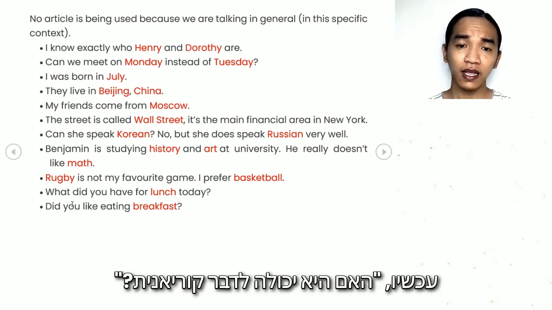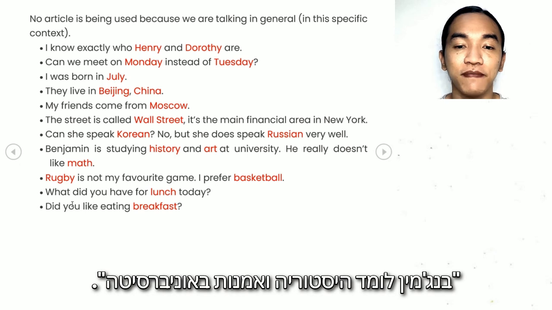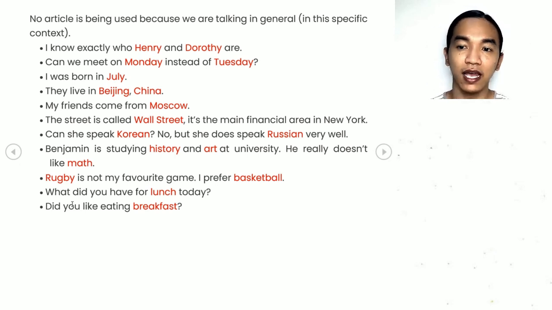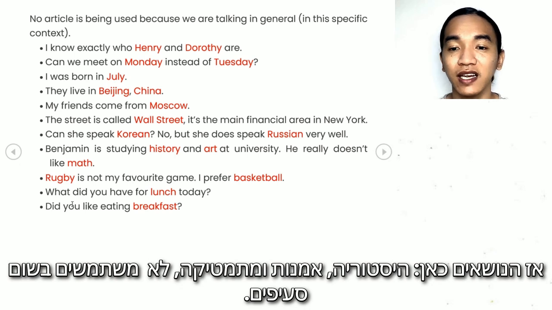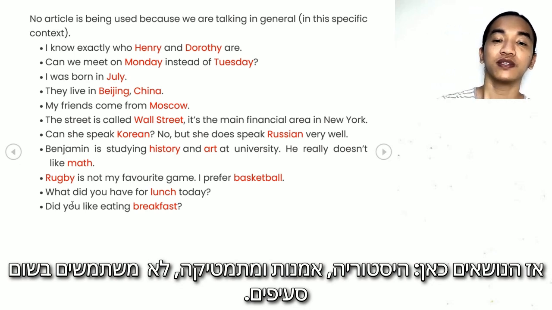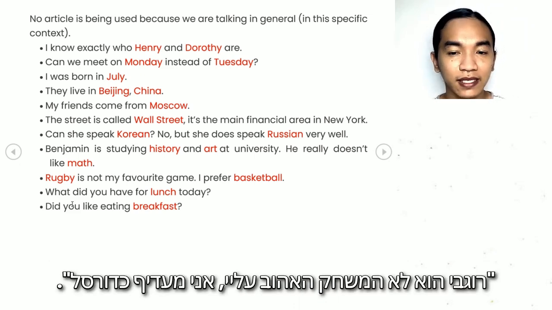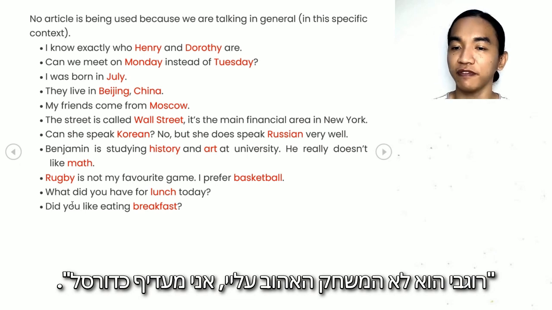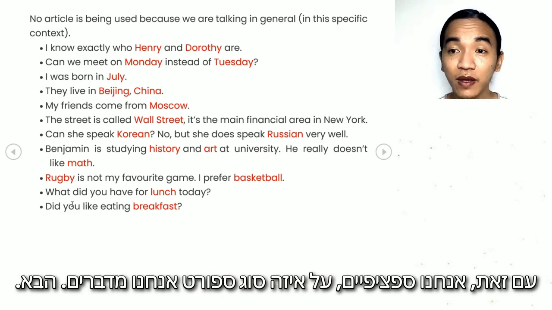Now, can she speak Korean? No, but she does speak Russian very well. Okay, Benjamin is studying history and art at university. He really doesn't like math. So the subjects here, history, art, and math, don't use any articles. Okay, next, rugby is not my favorite game. I prefer basketball. So it's general sports, however, we are specific about what type of sport we're talking about.